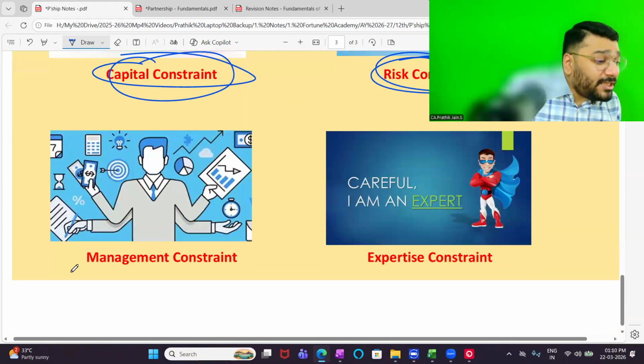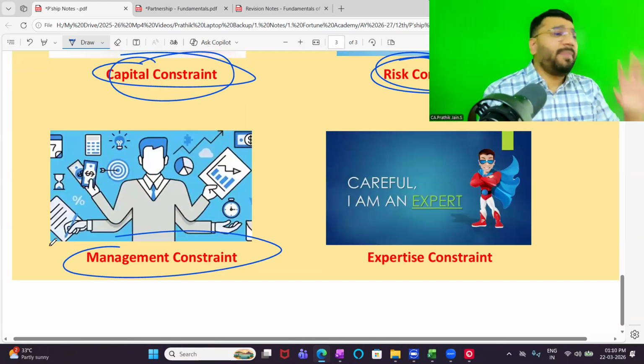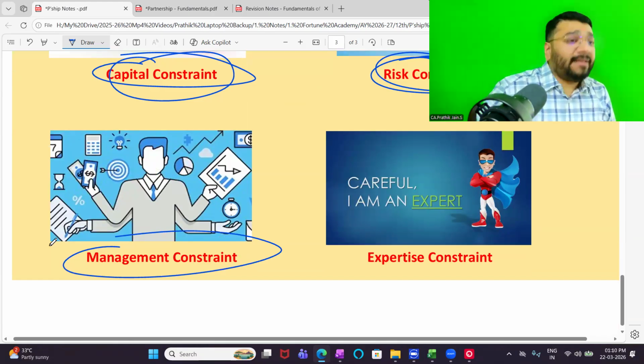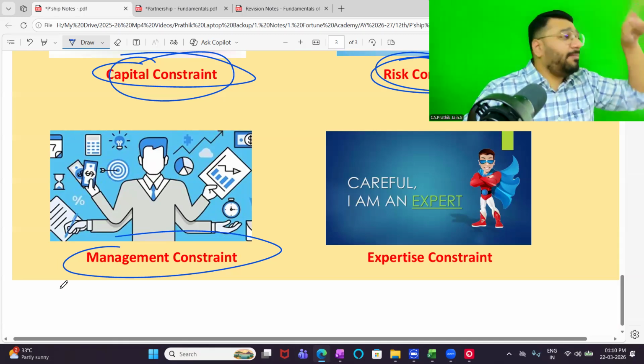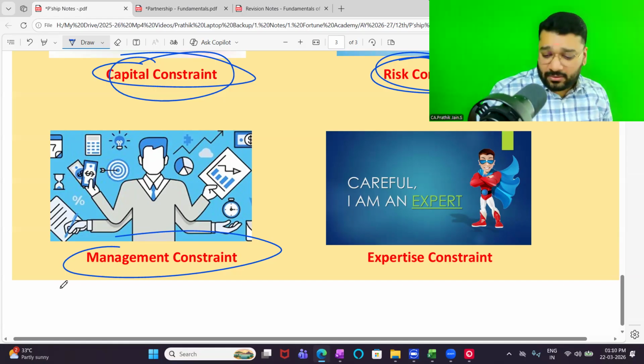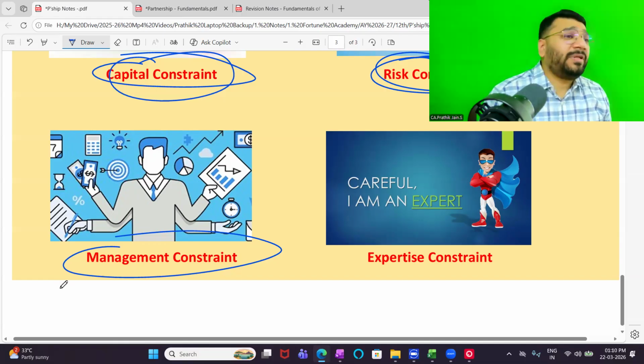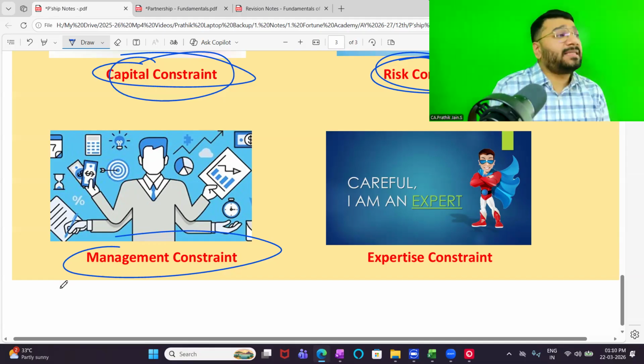Yes. Management constraint. Imagine FFLA, one branch in Coimbatore. Like this, I want one branch each in Tirupur, Erode, Salem, Chennai, Bangalore, Pune, Delhi, Calcutta. Oh my God. Sir, you're growing very fast, sir. Now tell me one thing. I'm sitting in Coimbatore. One single person, can I manage so many branches across India?